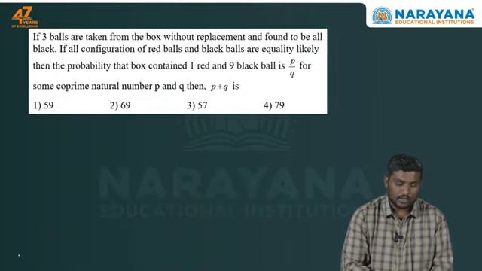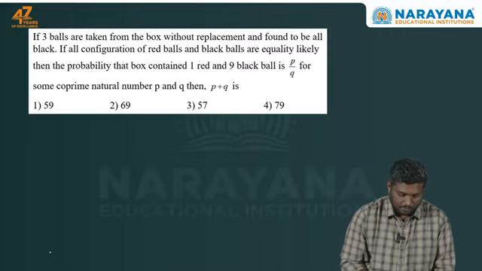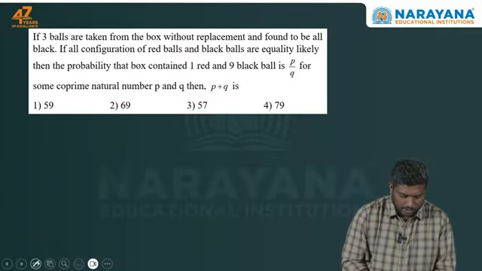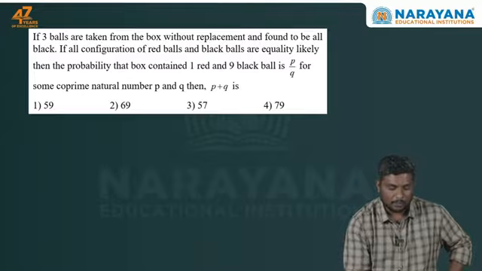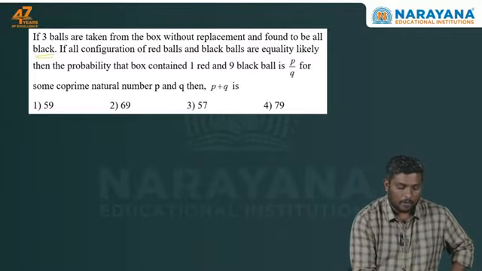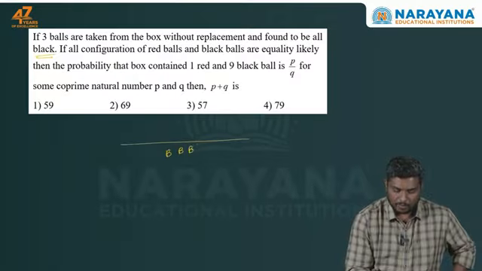We'll go to the next question, and the next question is from probability. Once again, from conditional probability, or Bayes theorem one should say. Here you can see, 3 balls are taken from the box without replacement and found all black. So the event has already occurred. What is it? B, B, B.